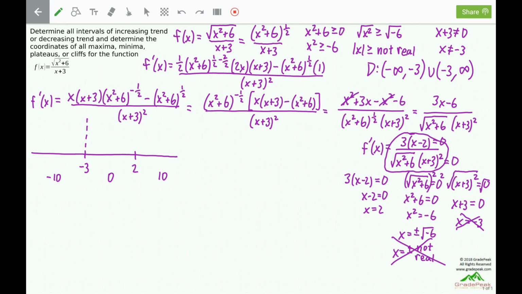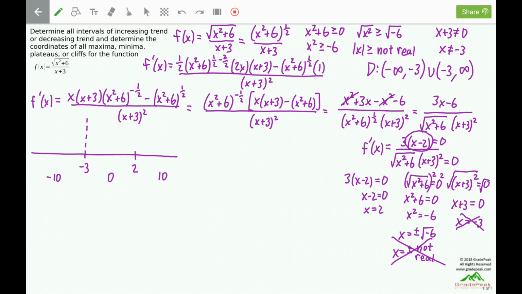In the numerator, there is a positive 3. That's a positive. Therefore, everything is positive except for x minus 2, which depends on the x value, whether that's positive or negative. So the first derivative being positive or negative solely depends on x minus 2, and therefore we can plug the test values into just x minus 2.